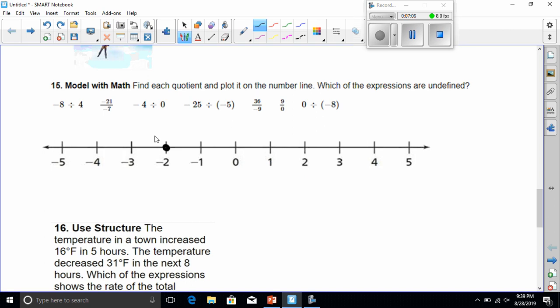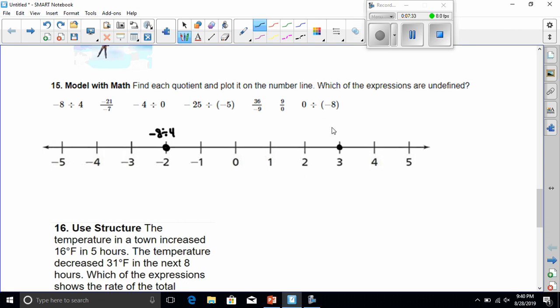Okay, and we'll put in real small print, negative 8 divided by 4. All right, and next we've got negative 21 divided by negative 7. Well, negative divided by negative is a positive, and 21 divided by 7 is 3. So this is going to give us a positive 3.